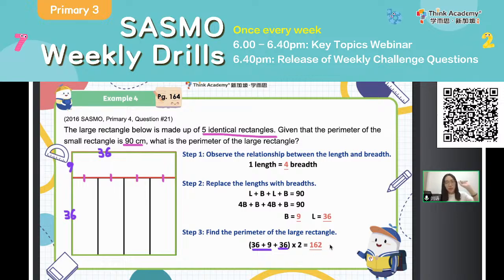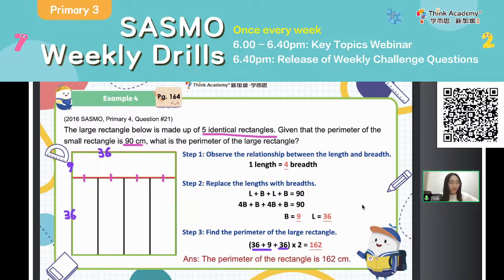Okay, this one is a bit tricky. Okay, do remember that in the end, you must go back to the large rectangle. So what is the length of the large rectangle? What is the breadth of the large rectangle? Okay, pay attention to the question. So this is the final answer. The perimeter of the rectangle is 162 centimeter.